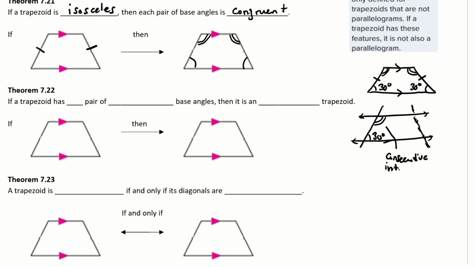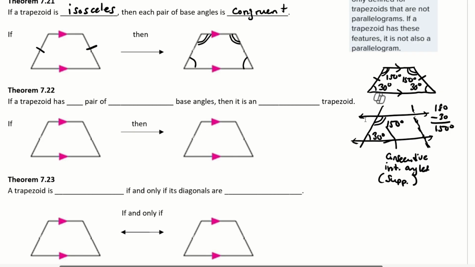Consecutive interior angles. And so that means they're supplementary by the consecutive interior angles theorem. All right, so in that case, it's going to be 150, right? Because it's 180 minus 30. Okay, so that's how you figure out these angles. 150, 150. Okay, hopefully that made sense.